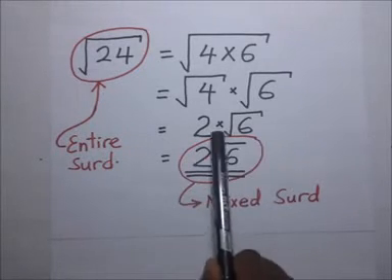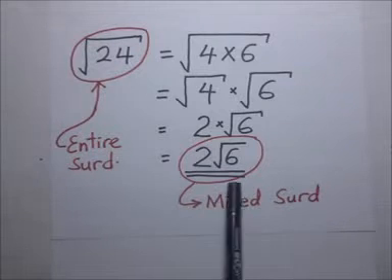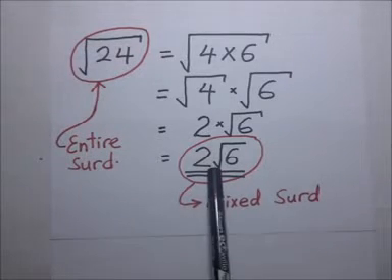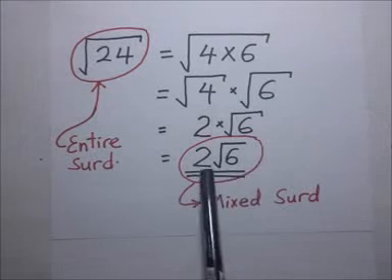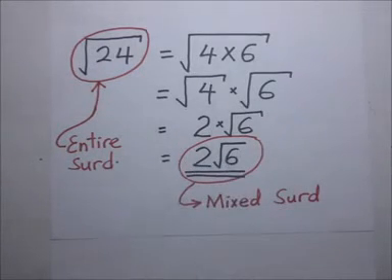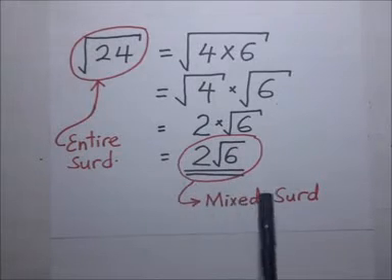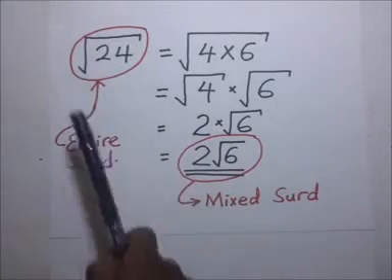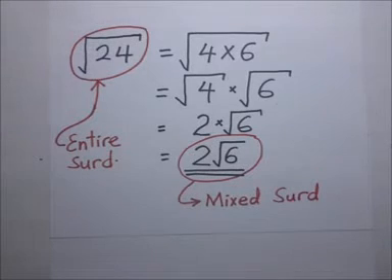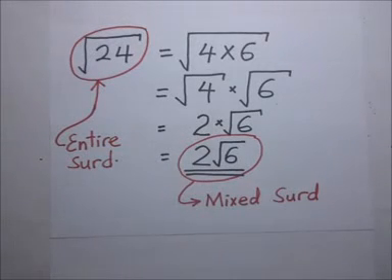Now, this 2 times the square root of 6 is what we are calling a mixed surd. Why are we calling it a mixed surd? Because it is a product of a rational number and an irrational number. So in other words, a mixed surd is a product of a rational number and a surd. So we always convert an entire surd to a mixed surd in the process of simplifying surds. And this is something that we shall always encounter a lot in our calculations.